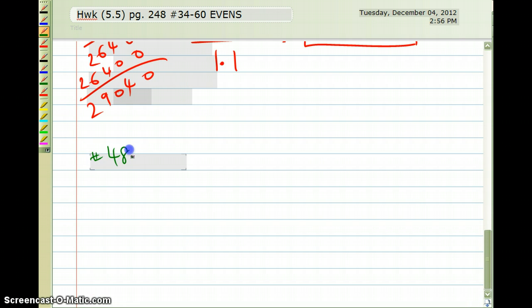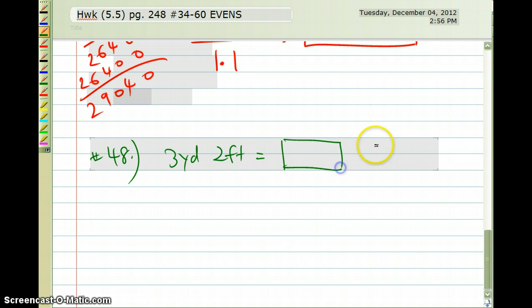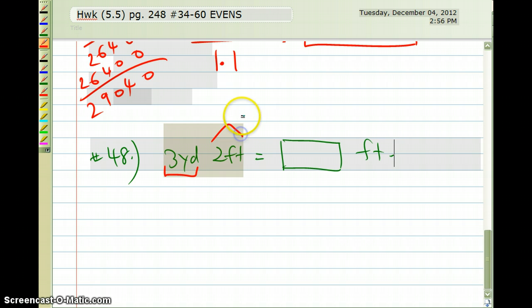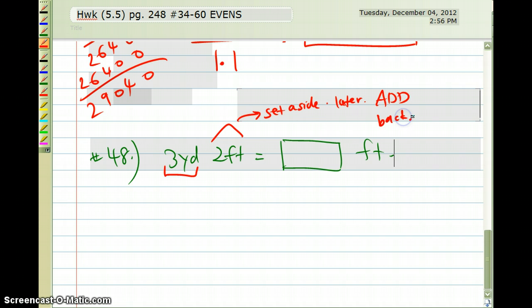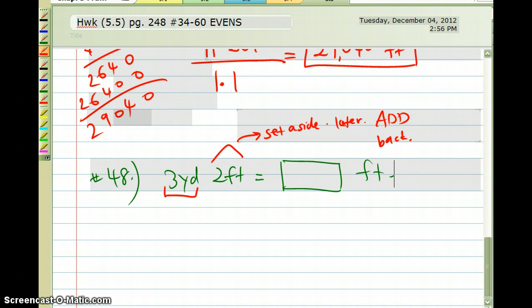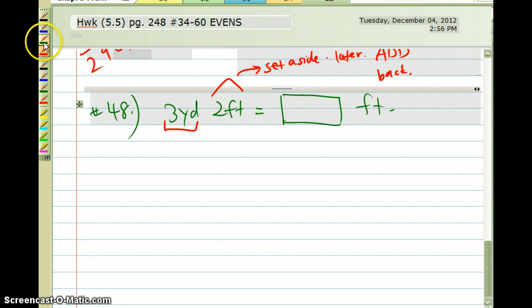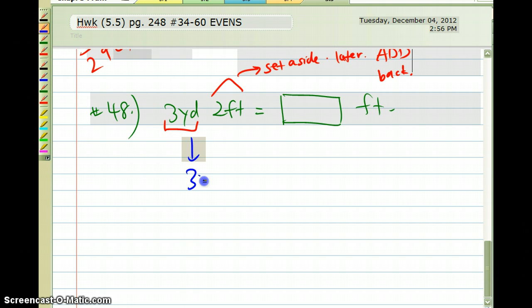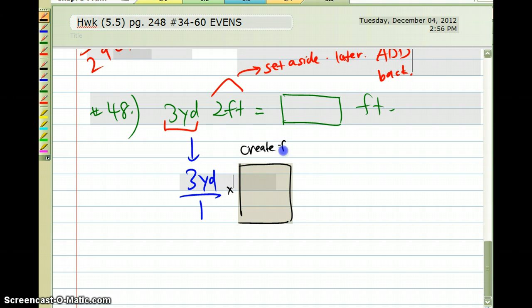Number 48. I have 3 yards plus 2 feet, and I want to know how many feet that is. They gave me 3 yards, and I already know there's 2 feet, so I'm just going to set that aside, because later I'm going to add it back. For now I'm just going to figure out the feet for the yards. I'm going to start with 3 yards as a fraction over 1, and then create my second fraction.